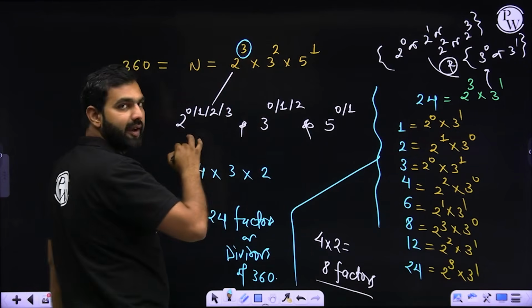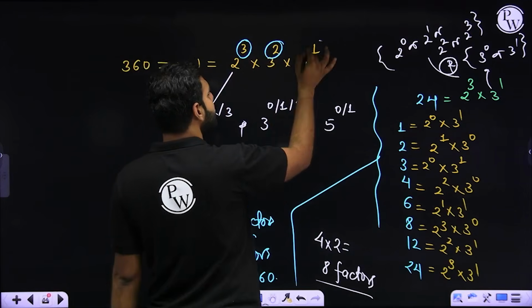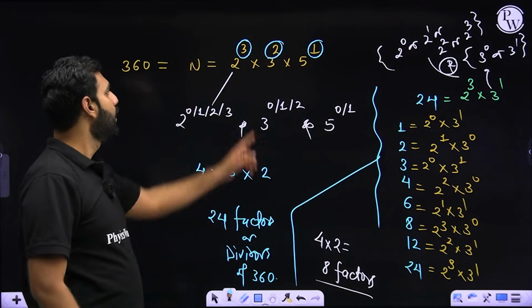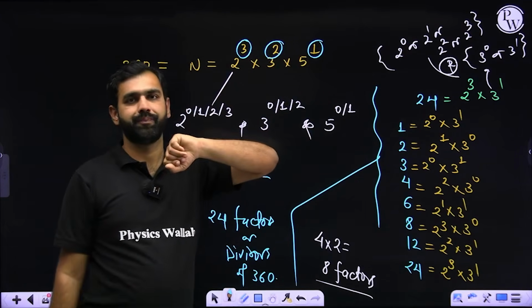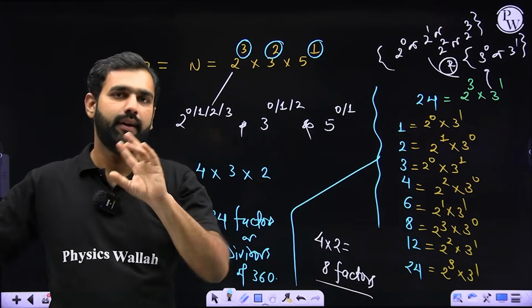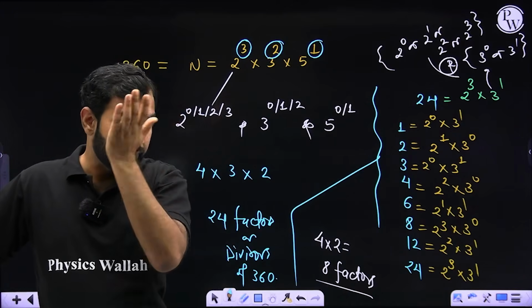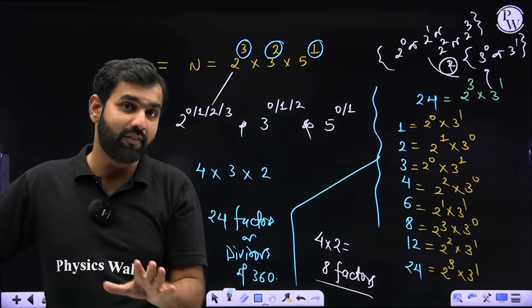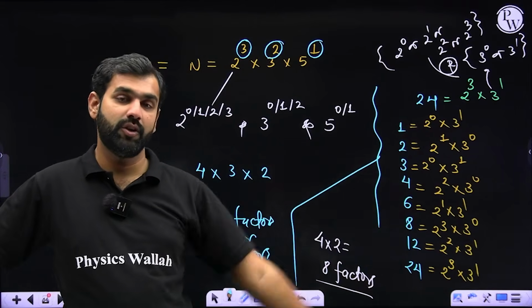Increase this 3 by 1, increase this 2 by 1, increase this 1 by 1, and multiply them. 4 into 3 into 2, that's 24. So the formula is also there for you. You can remember or learn that formula, but along with that formula, did you understand that logical approach?